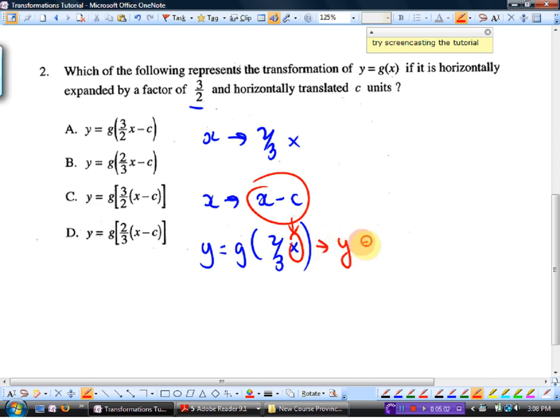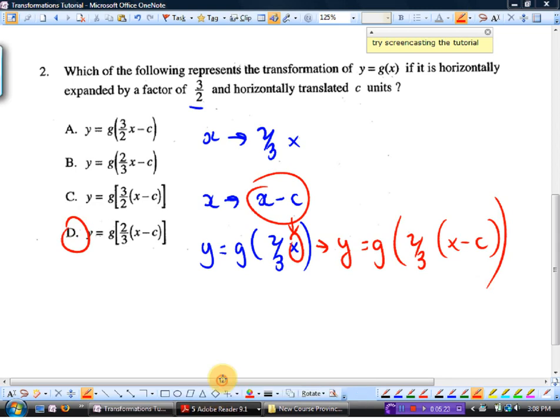So when I do that, I'll get y equals g of 2/3, and I guess I'll have to put it in brackets, x minus c. What's the correct answer here? Don't all shout it out at once. D. Okay.